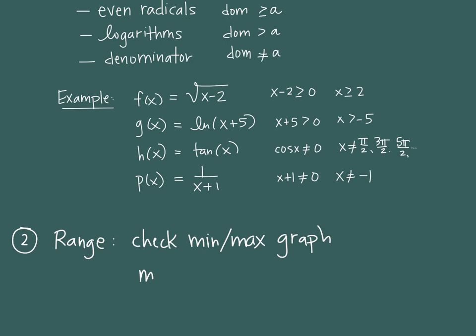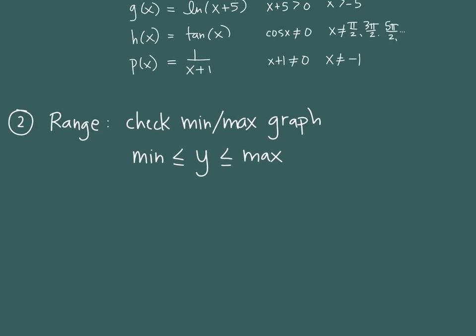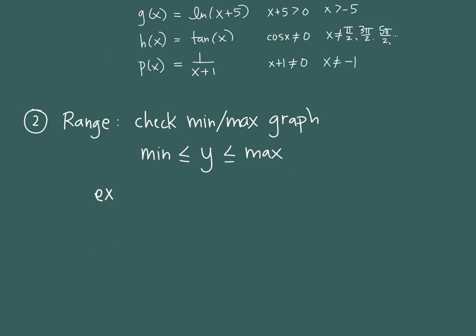And so the range would get set whatever the min of the graph is, gets put less than y, and whatever the max of the graph is, gets put greater than y. So you've got to know what the graph looks like and if it's got a minimum or a maximum. So for example, we might do an easy one like x squared, and we might do another one like x cubed minus 1.